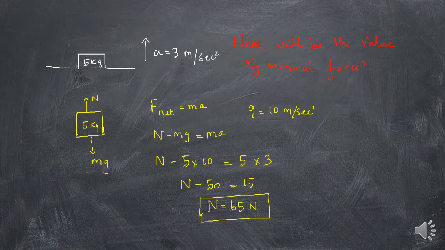All the problems will be pre-solved by me, but I will be explaining to you over here. If you look over here, I have a 5 kg mass which is resting on a surface, right? And it is experiencing an acceleration of 3 meter per second square. The question over here is, I have to find the value of the normal force.